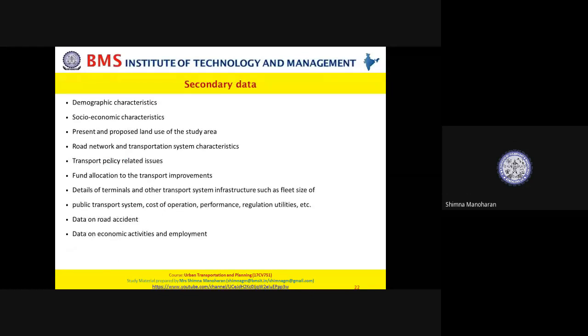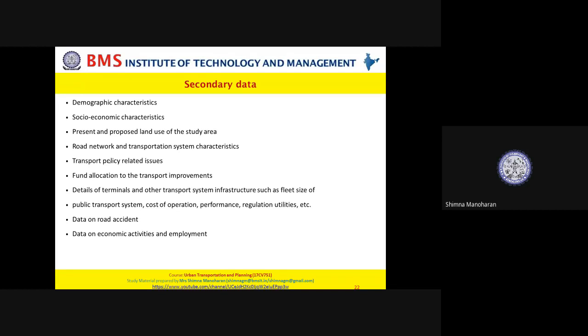In secondary data, that means this is the supporting data that you require for the primary data. Demographic characteristics, that means the gender distribution and the population distribution. Then the socioeconomic characteristics. Then what is the present land use and what is the proposed land use for the study area. Then how is the typical road network, and what are the transportation system characteristics. Then what are the transport policy related issues. Then what are the funds allocated for transport movements.